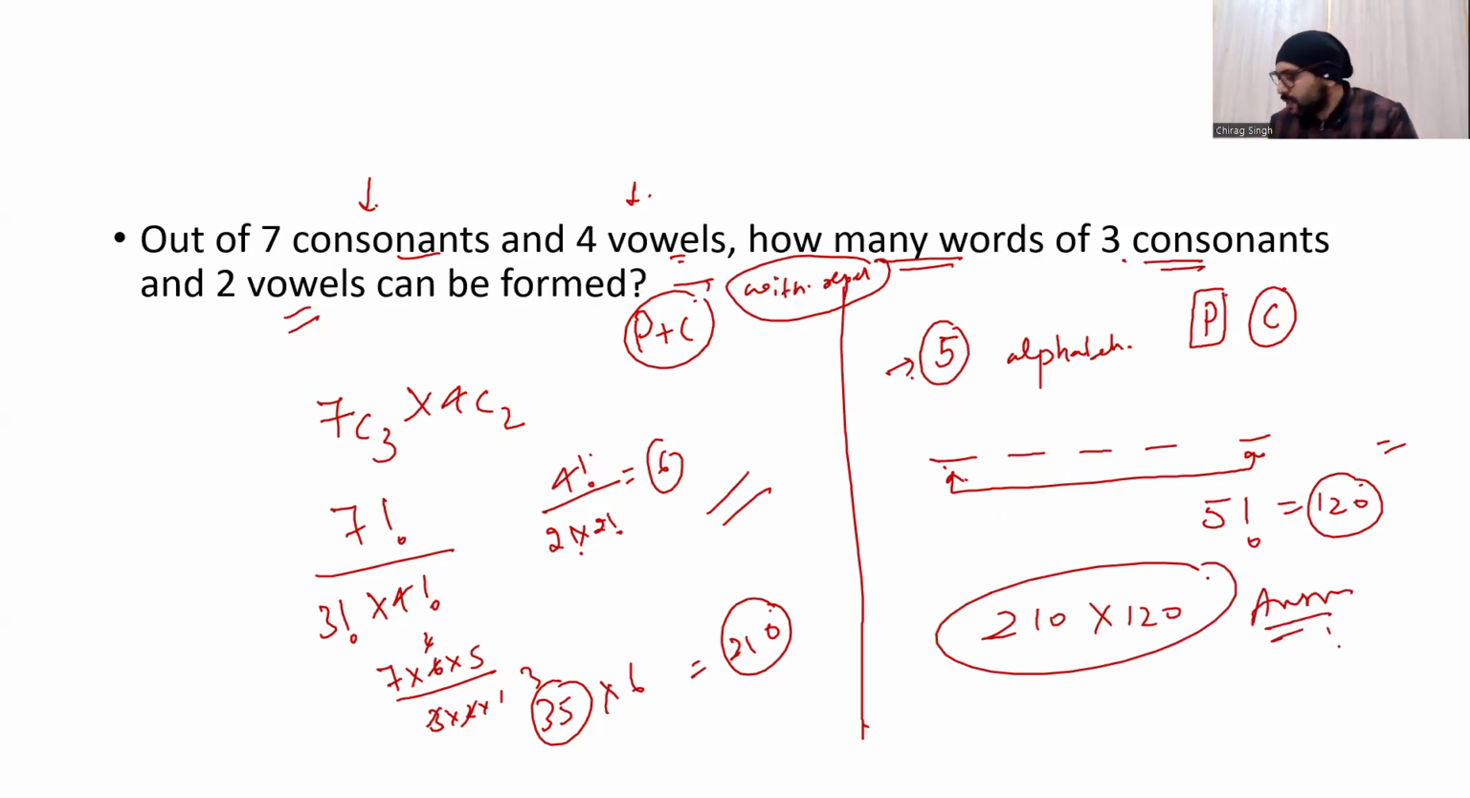बताओ, आई बात समझ में? इन सबको आप कंबाइन कर दोगे, 210 इंटू 120. सो जिन सवालों में पहले आपको चूज करके फिर अरेंज करना है, उसमें आप क्या करोगे? यू विल अप्लाई फर्स्ट कॉम्बिनेशन एंड यू विल मल्टीप्लाई इट विद द अरेंजमेंट, दैट इज परमुटेशन. डन. अगला सवाल देखिए.